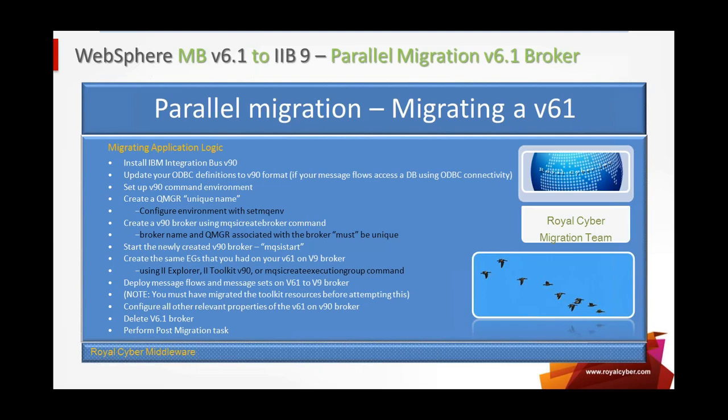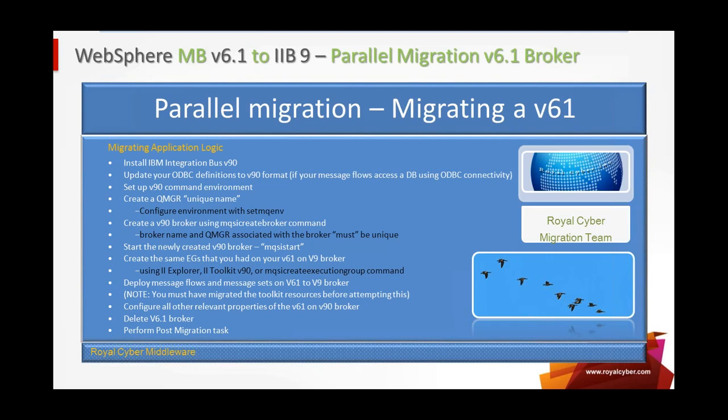And the same goes for the broker. If you are on the same machine, you have to give a different name for the broker. If you are on another remote machine, you can use the same broker name. Then you can start your broker, and you can create your execution group using IBM Integration Explorer or your Toolkit, or you can even use the mqsicreateexecutiongroup command to create the execution group on the box.